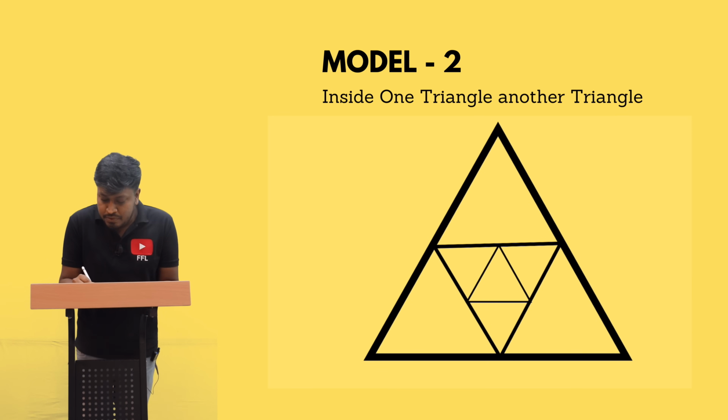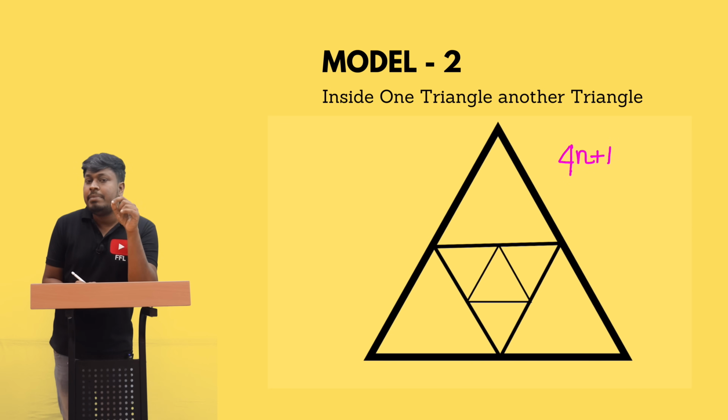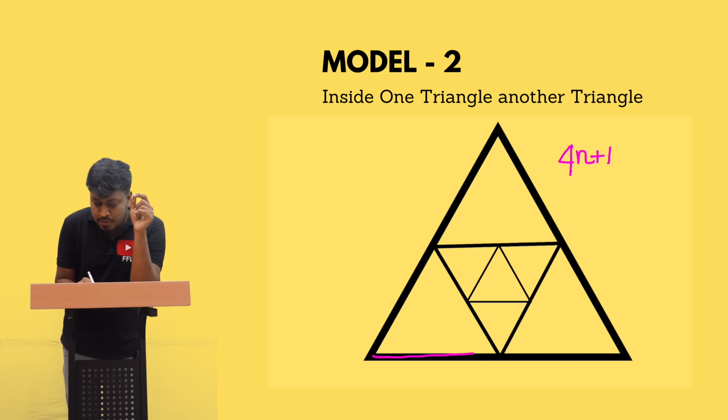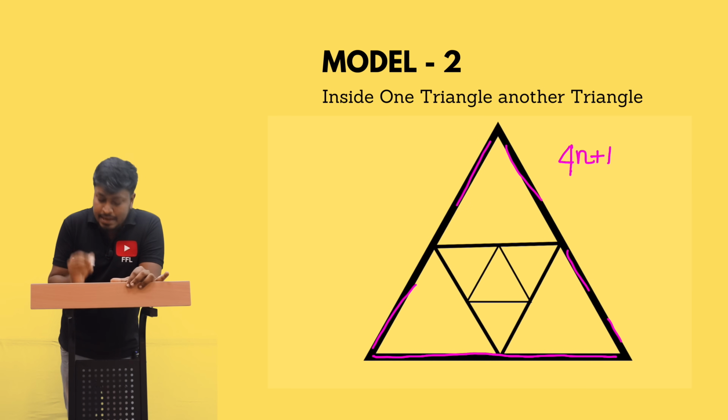What is the formula that I have told you? So 4n plus 1. This is the formula, right? So n will be the number of triangles that are embedded. Just listen here. This outermost triangle is the main triangle. Got it? So this will be the main triangle.